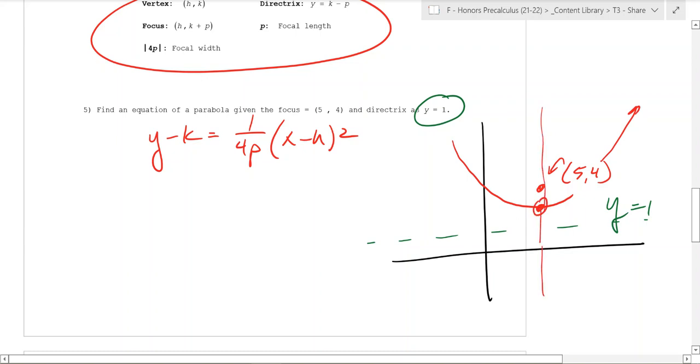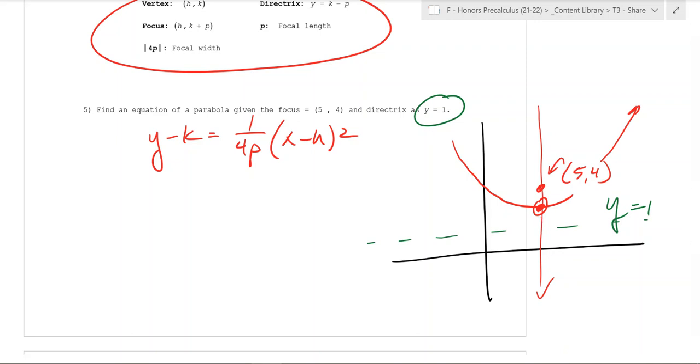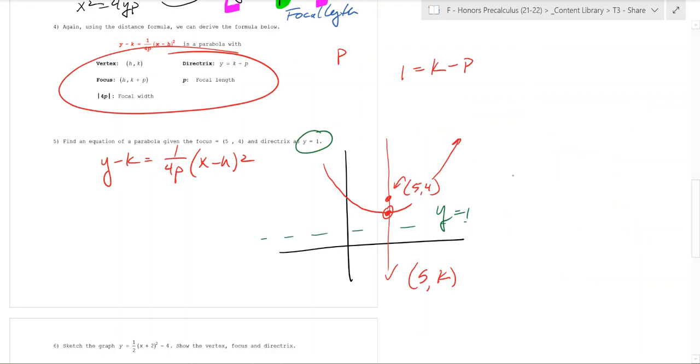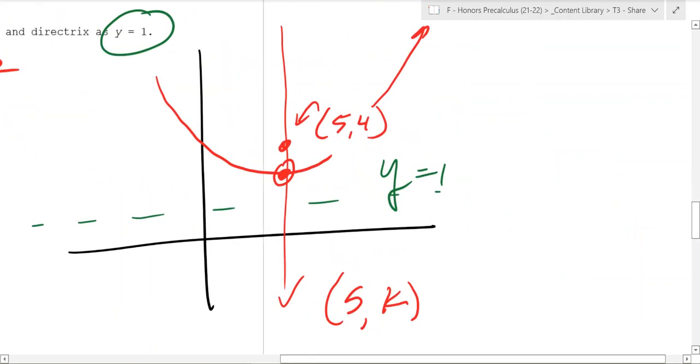The first thing we know is that the vertex is going to be on x equals 5. It's on the same line as the focus right here. So we know that the vertex is going to be somewhere on the line x equals 5. So it's going to be 5, comma, and the key thing to realize here is that the distance from the focus to the point has to be the same as going straight down. So this distance right here has to be the same as this distance right there.